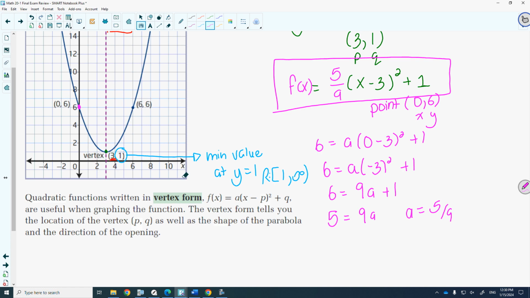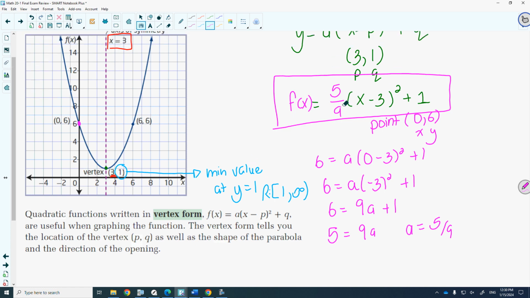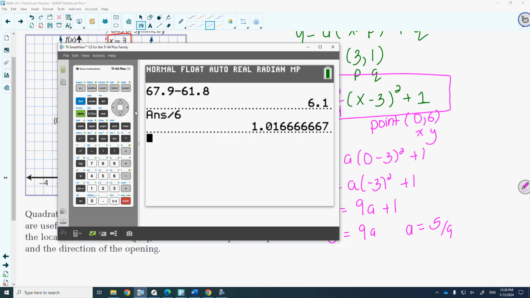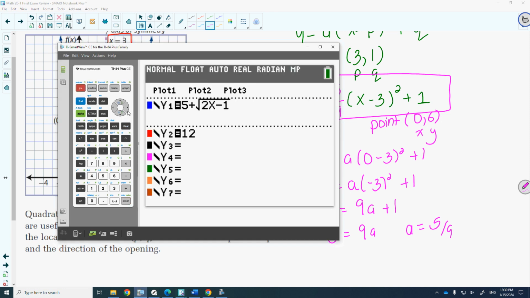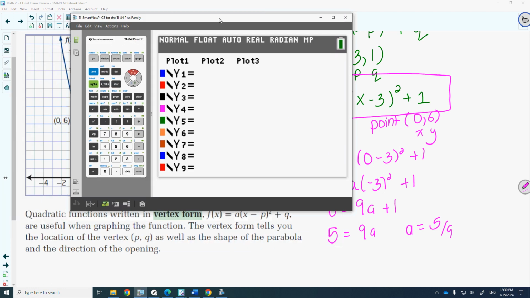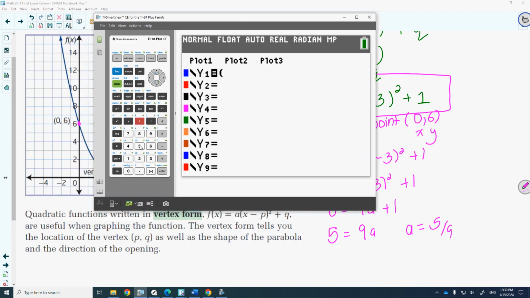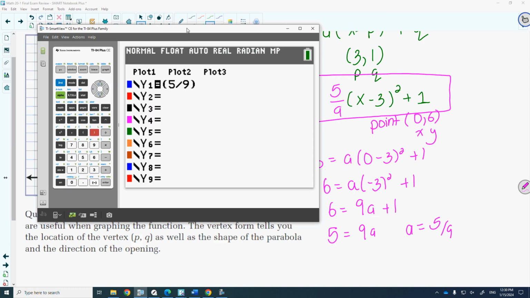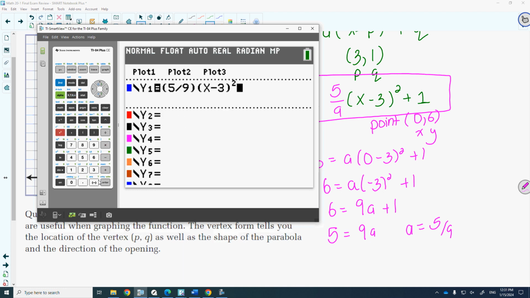You would want to check on your calculator for this exam question that you got everything correct. So how you would check that is you would go to y is equal to, and you would punch in your equation in y1. So I'm going to do open bracket, 5 divided by 9, close bracket. This is also very similar to something you're going to be doing in 30-1. So if you're good with this, you'll be doing it next semester.